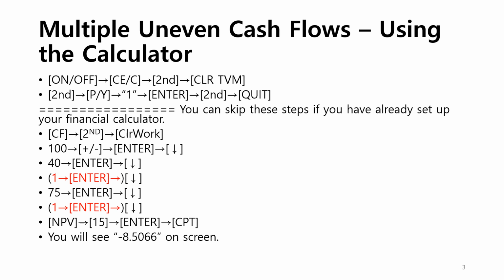Then press NPV. Then you'll find that on the screen, I is equal to blank will appear. I means interest rate or discount rate, right? Then you type in 15. 15% is from the problem, right? And press enter. And press compute, the CPT button. Then you will find minus 8.5066. So this project has negative net present value, right? That means you shouldn't undertake this project.